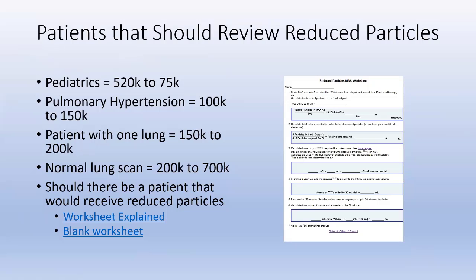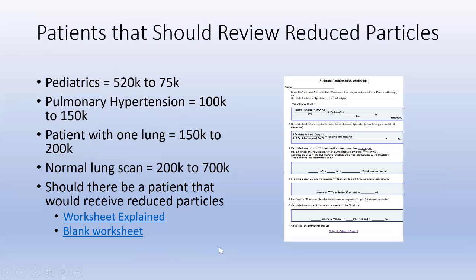I want to discuss this briefly with you because occasionally you're going to run into a patient that might have to have a lung scan, but there are 3 reasons why you need to reduce the amount of particles that you inject into the patient. Number 1 is pediatric. Number 2 is pulmonary hypertension. And number 3 is if the patient has 1 lung. And actually, correction in the slide here, it should be 75 to 100 K particles for a pediatric dose. And then 100 to 150 for pulmonary hypertension. Again, 150 to 200 for a patient who has a single lung.